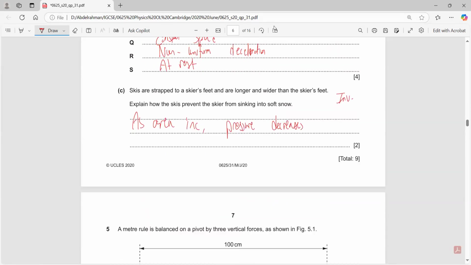Okay, that's why he doesn't sink. If the area increases, he would have sunk.